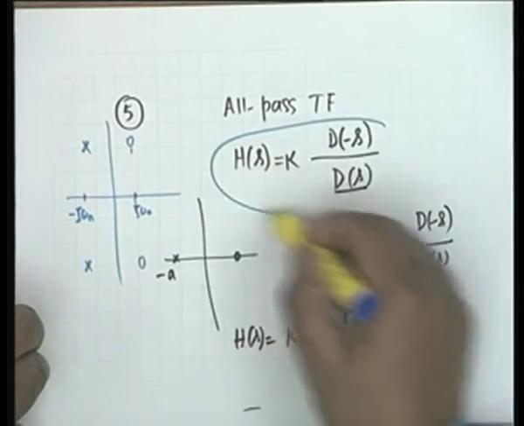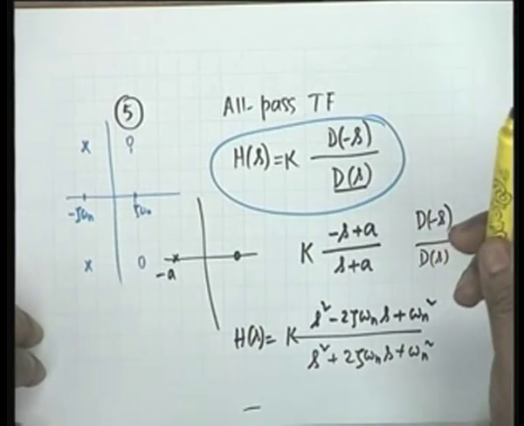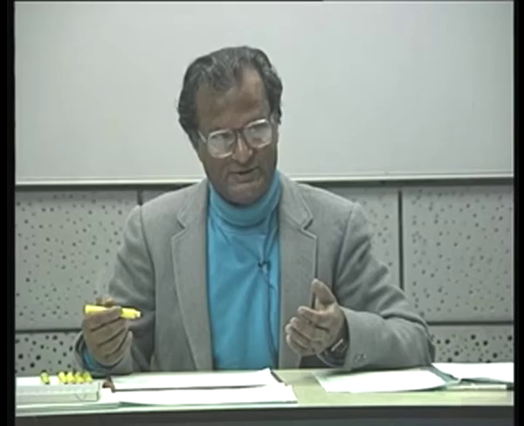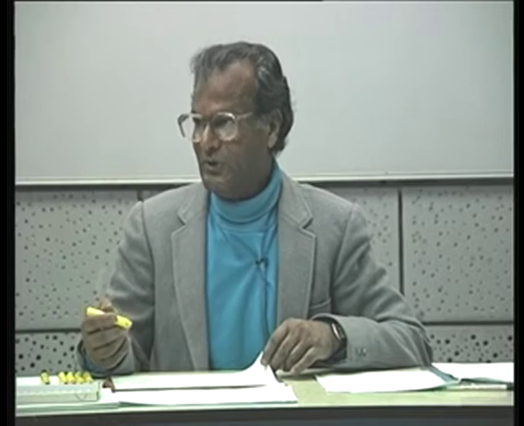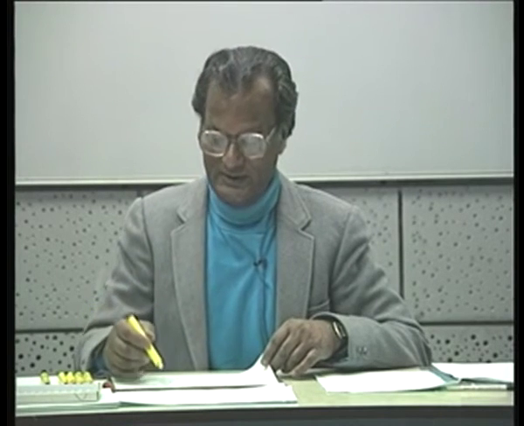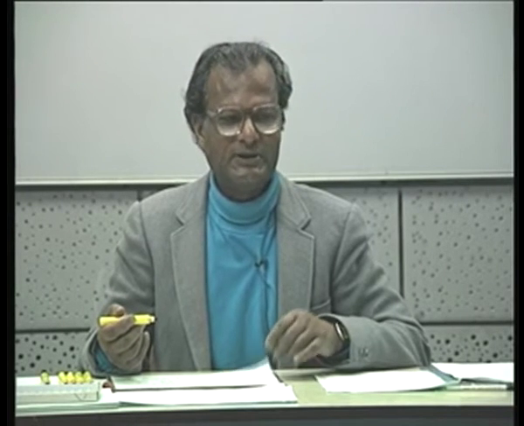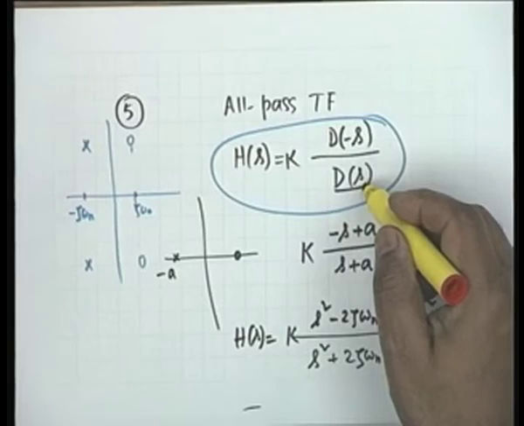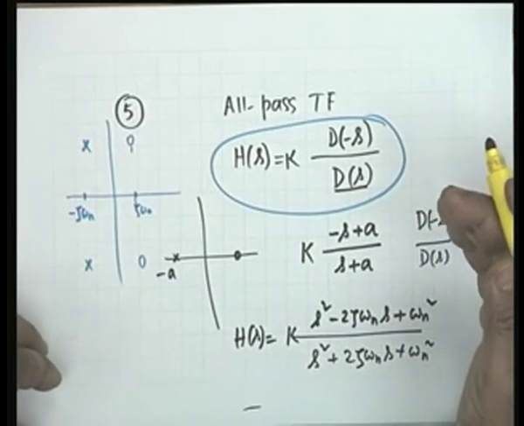You remember this, that the all pass function is described by a constant multiplied by a rational function of two polynomials, one of which is the mirror image of the other. The polynomials are also called mirror image polynomials. The two polynomials are said to be related through a mirror image, which refers obviously to the roots of the polynomials. D of s roots are the poles, D of minus s roots are the zeros, and they are in mirror image with respect to each other.